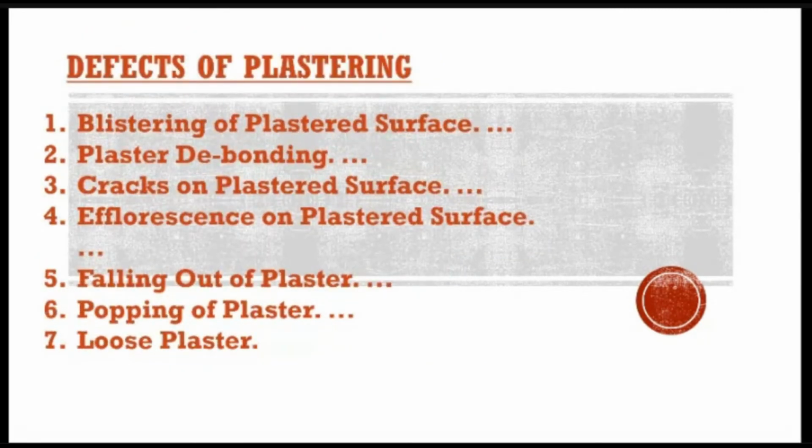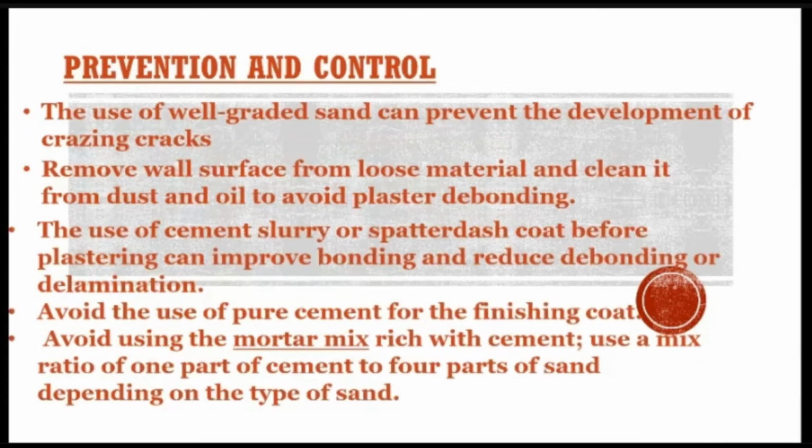Defects of plastering: first, blistering of plaster surface. Second, plaster debonding. Third, cracks on plaster surface, efflorescence on plaster surface, falling out of plaster, popping of plaster, and loss of plaster.